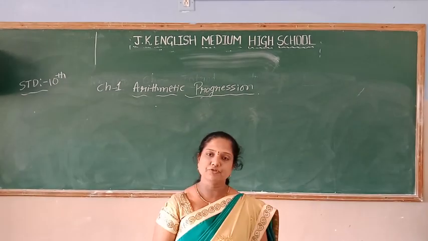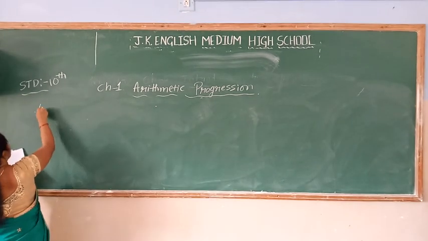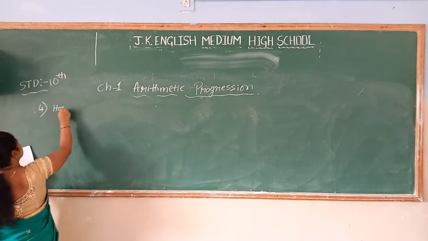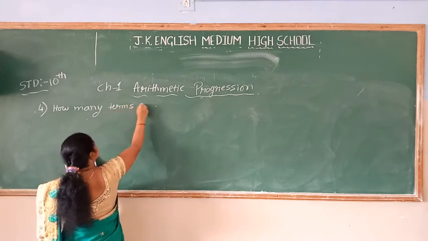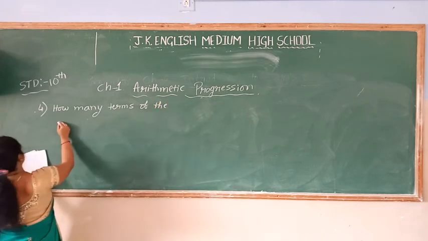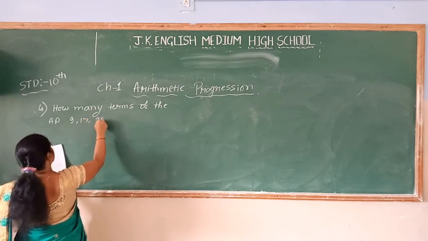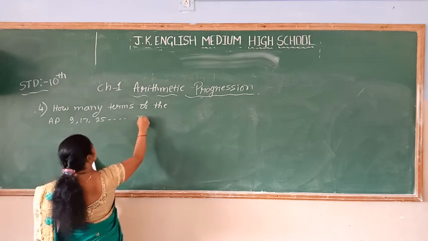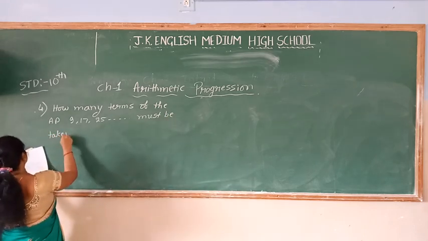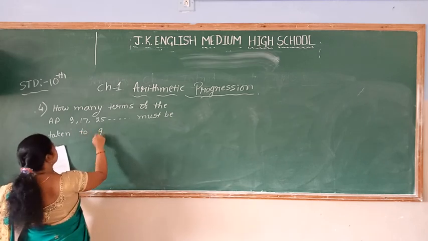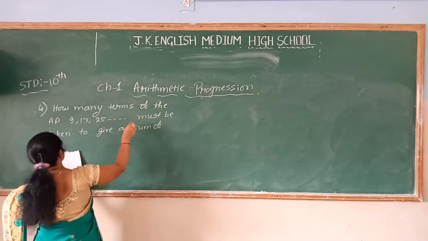Now I am going to write the fourth main question. Fourth main question is: how many terms of the AP 9, 17, 25 must be taken to give a sum of 636?